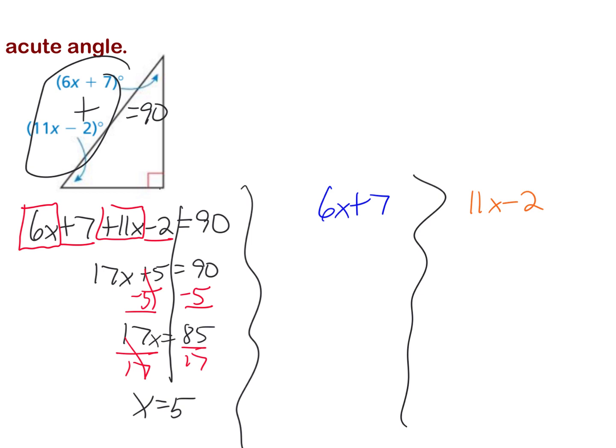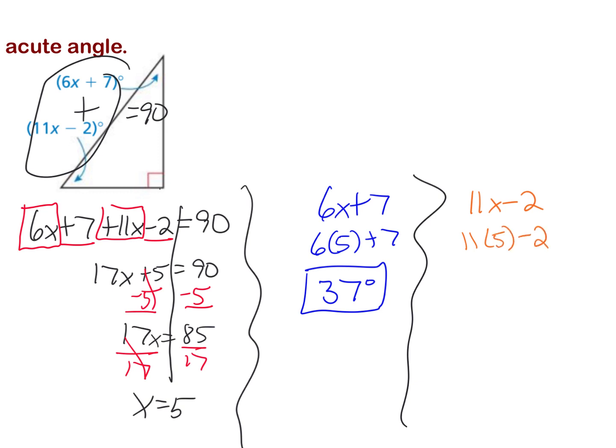So the 6x plus 7 is going to be 6 times 5 plus 7. 6 times 5 is 30, plus 7 is 37 degrees. Here's my first one. Then 11x minus 2 is 11 times 5 minus 2. 11 times 5 is 55, minus 2 is 53. So there's my two answers. And once again, 37 plus 53, if I want to check, do add to 90 degrees. Okay? And that's it.